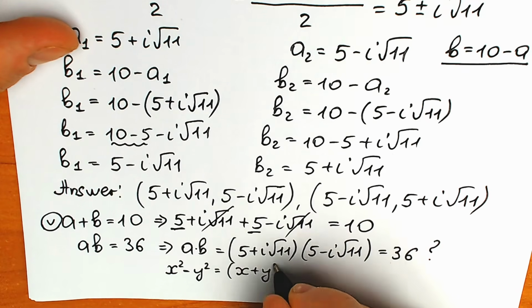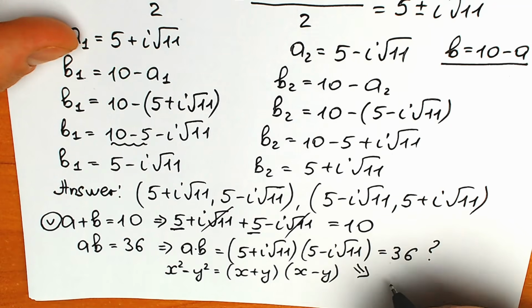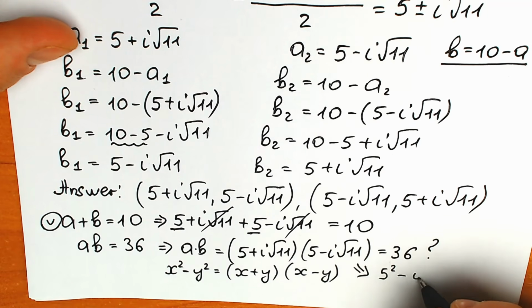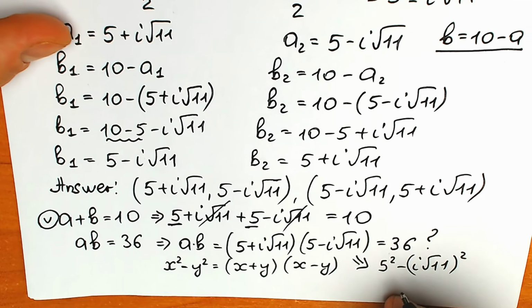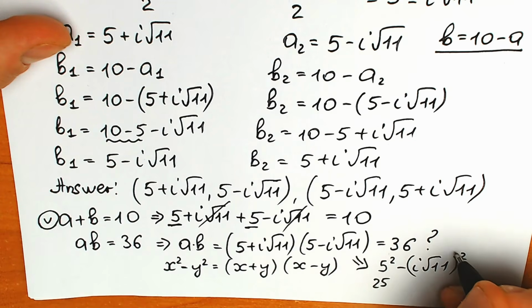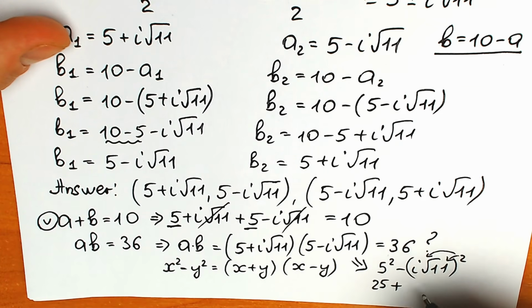So we have x plus y and x minus y. Absolutely the same expression right here. So as a result, we can easily use this formula, x squared minus y squared. So I'm going to continue, for example, right here on the bottom. So 5 squared minus i square root of 11 squared. So 5 squared equals 25. Right here we need to raise this i to the power 2 and this square root of 11 to the power 2. So i squared equals minus 1, minus minus equals plus, and square root of 11 to the power 2, we're going to cancel these two, and as a result we have only 11, so 25 plus 11 equals 36.